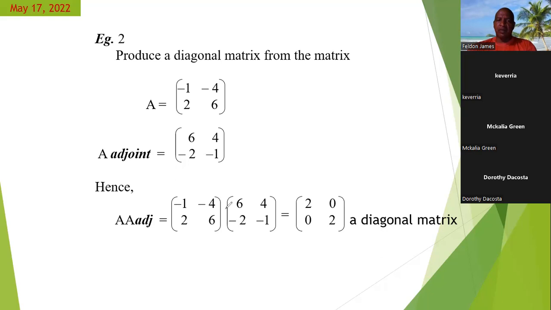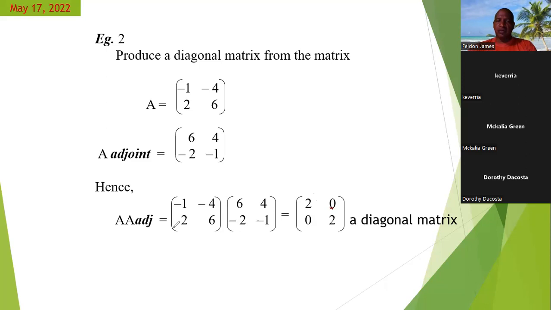So we're going to have rows by columns. Negative 1 times 6 will give you negative 6, and negative 4 times negative 2 will give you a positive 8. And so positive 8 plus negative 6 will give you positive 2. All right, so that's how we'll get this first element here. If we use the first row times the second column, we would have negative 1 times 4, negative 4. Then we have negative 4 times negative 1, that gives you positive 4. So you'd add negative 4 plus positive 4, giving you 0 for this one.